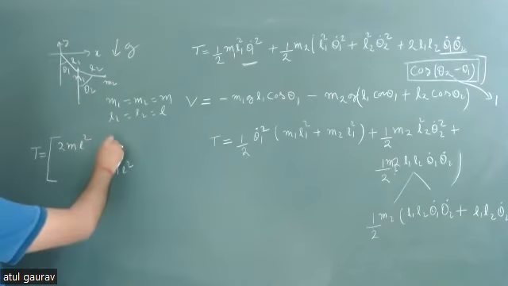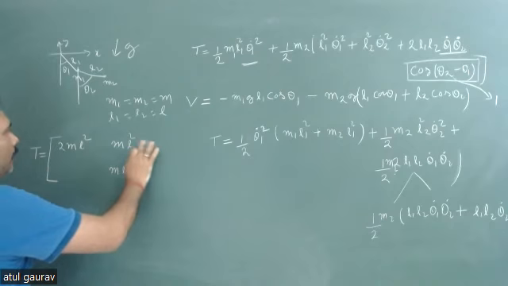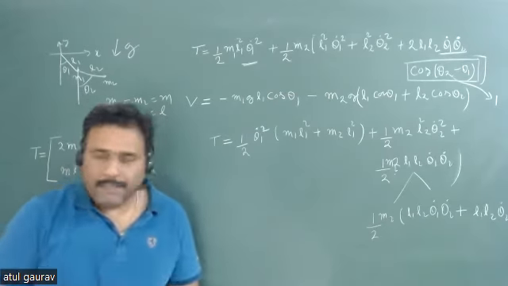m2 का m पुट कर लो, so ml square, and this will be also ml square. So this is your kinetic energy matrix. ठीक है?